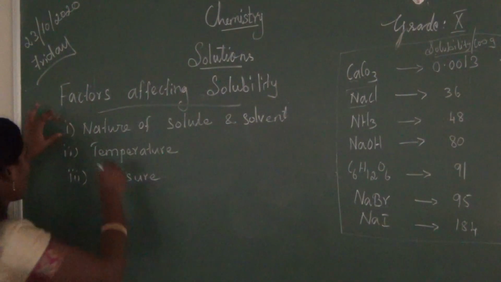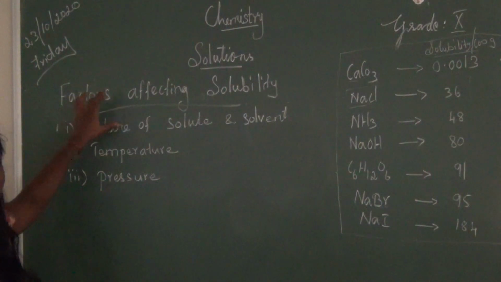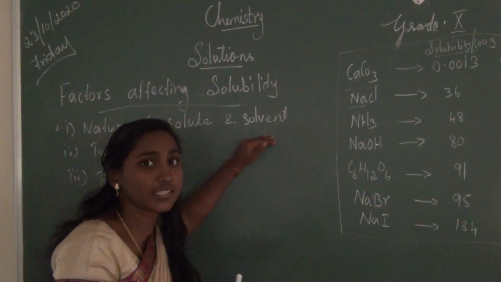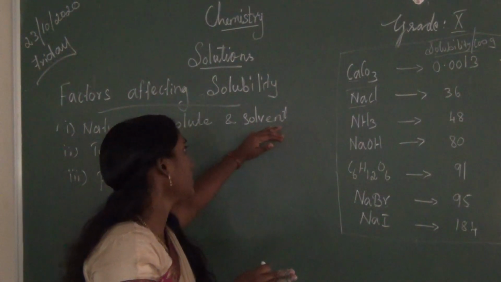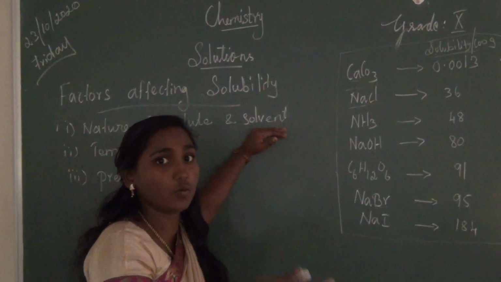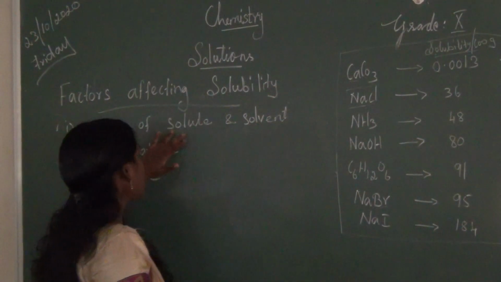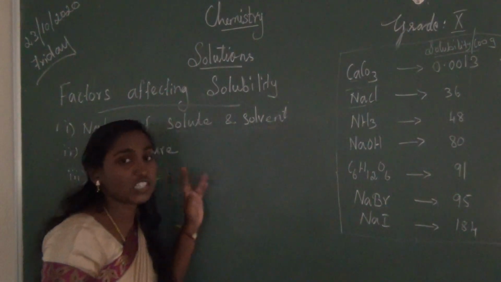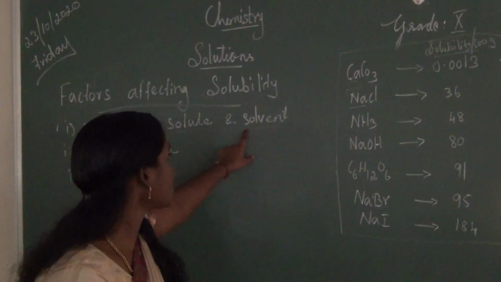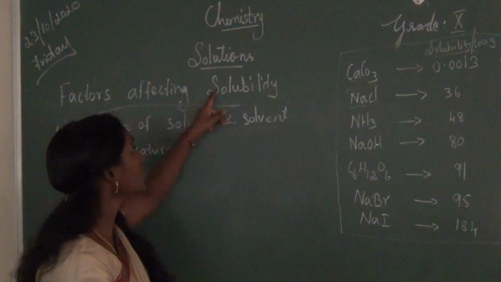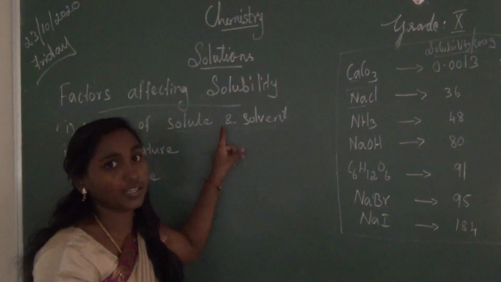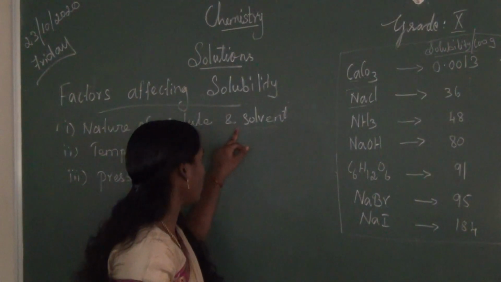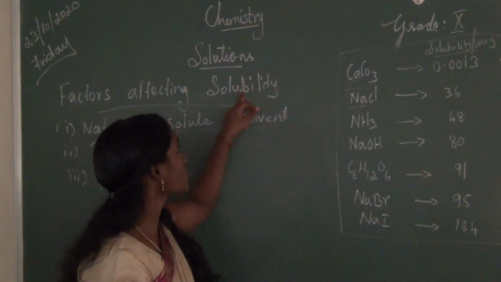So here first we are going to discuss the first term, nature of solute and solvent. Solute means salt or sugar. Solvent means liquid, water or any other liquids. The first point: solute and solvent play an important role in solubility. It is the main thing in solubility.